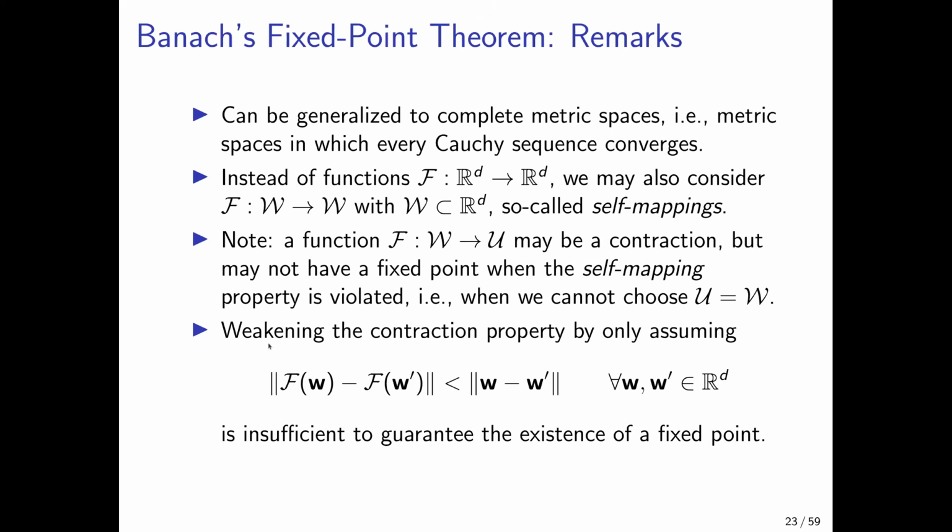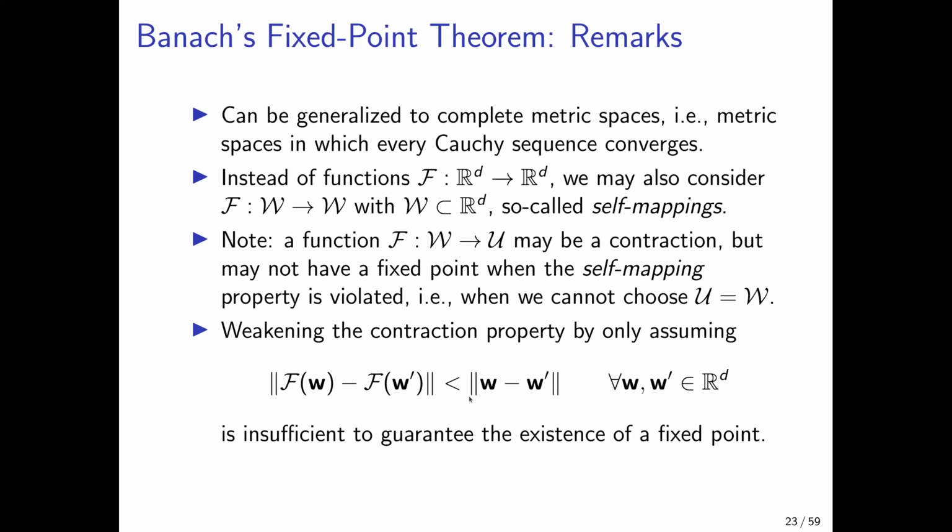As a final remark, it should also be mentioned that weakening this contraction property by only assuming this inequality here is not sufficient to guarantee the existence of a fixed point. So here, this means we are dropping this kappa, strictly smaller than 1, so this doesn't contain a kappa anymore, but we just assume that distances are shrunk between any two pair of points, but this is not sufficient. One can construct counterexamples here.